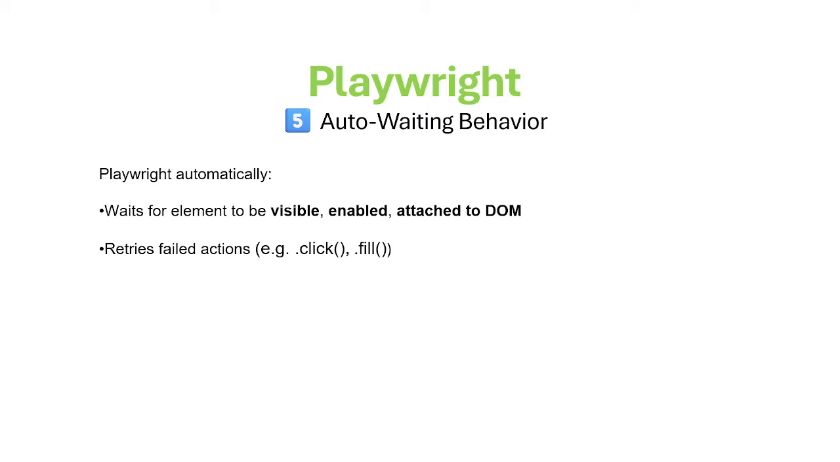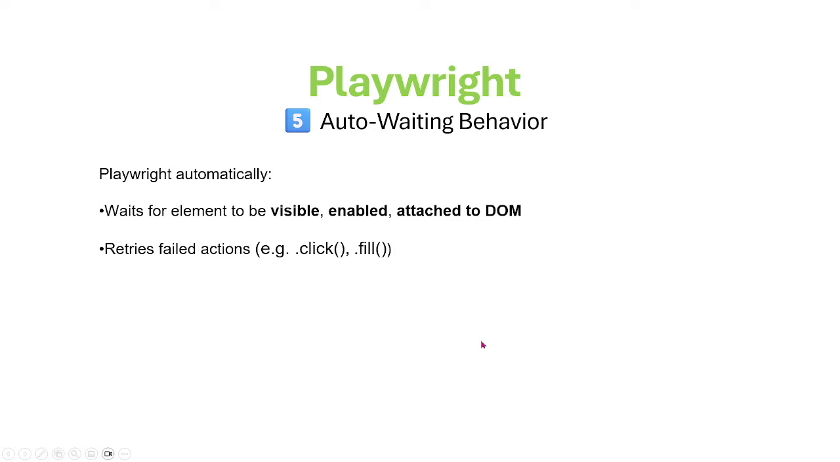Auto-waiting behavior. Playwright automatically waits for elements to be visible, enabled, and attached to the DOM. That is, we don't need to write code for waiting, because Playwright automatically waits for elements to show up and be visible, enabled, and attached.